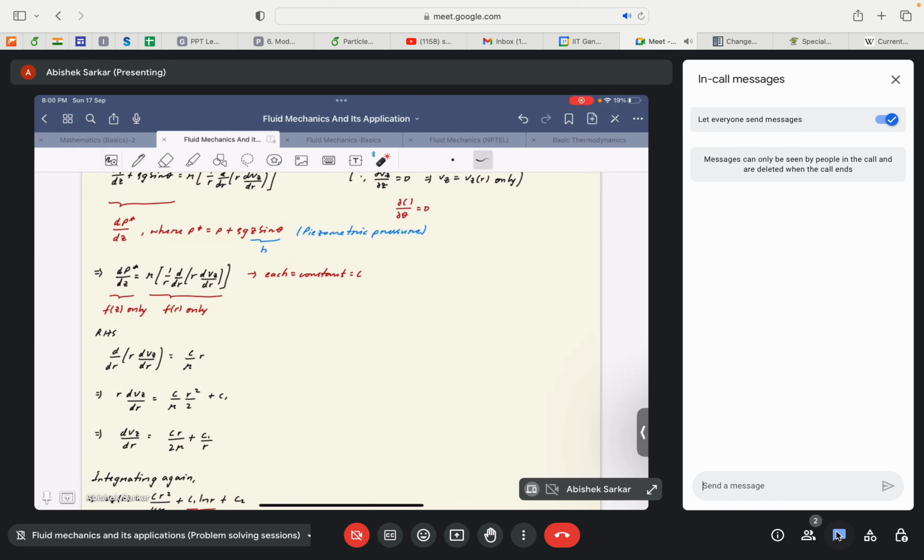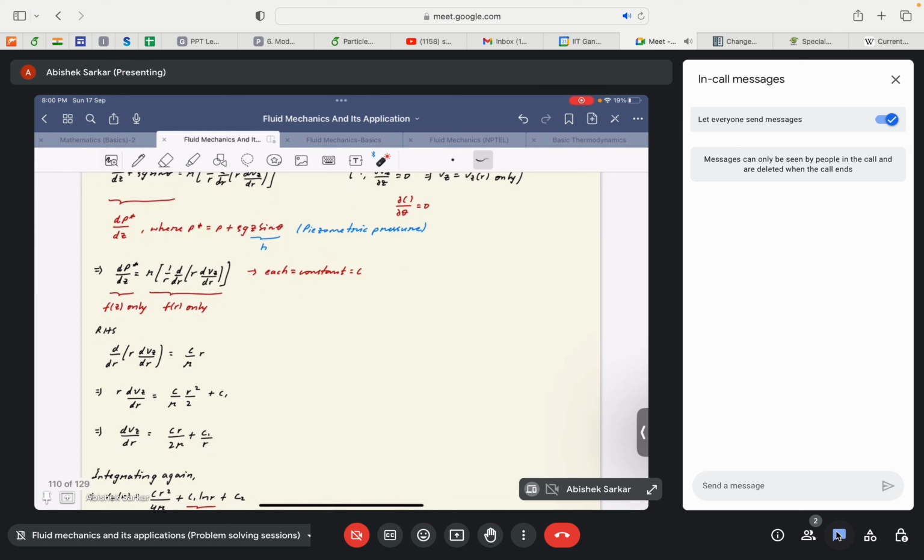You can clearly see here that the left-hand side is a function of z only, and the right-hand side is a function of r only. Since both of these derivatives are complete derivatives with respect to two separate coordinates, this is only possible if both are equal to a particular single constant. So both of these terms will be equal to a constant, say c.